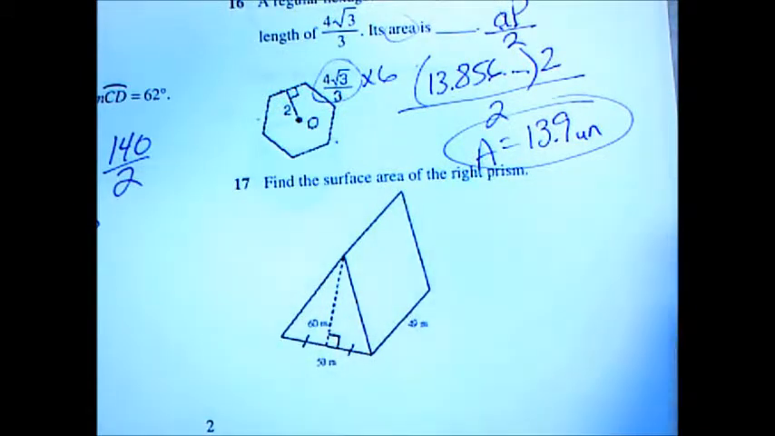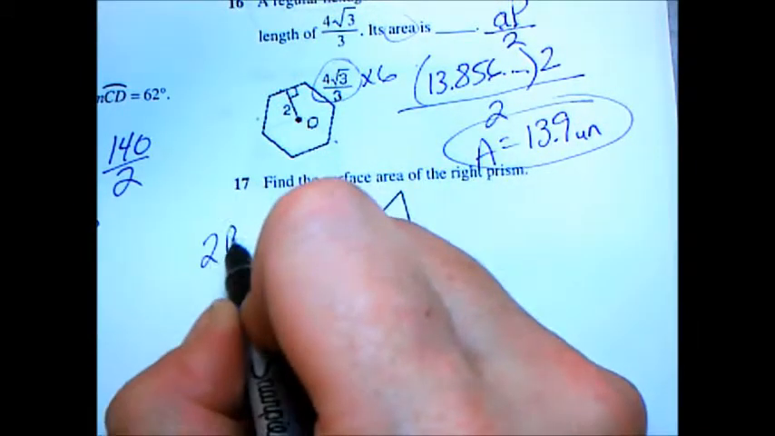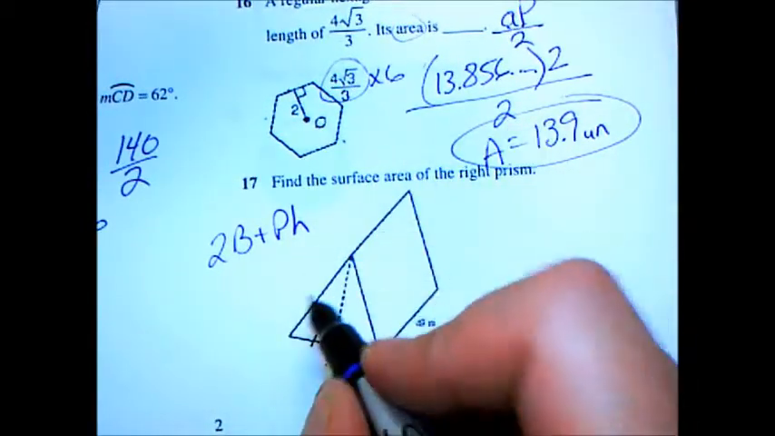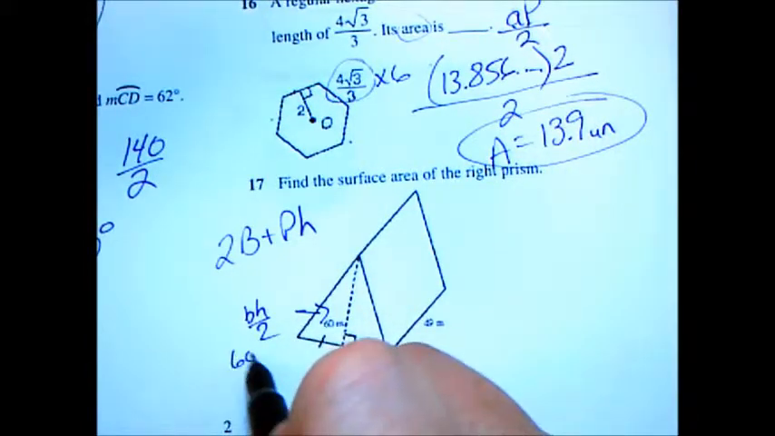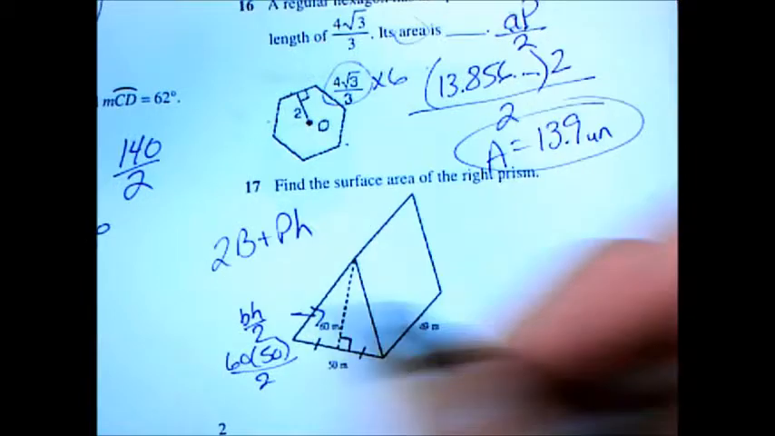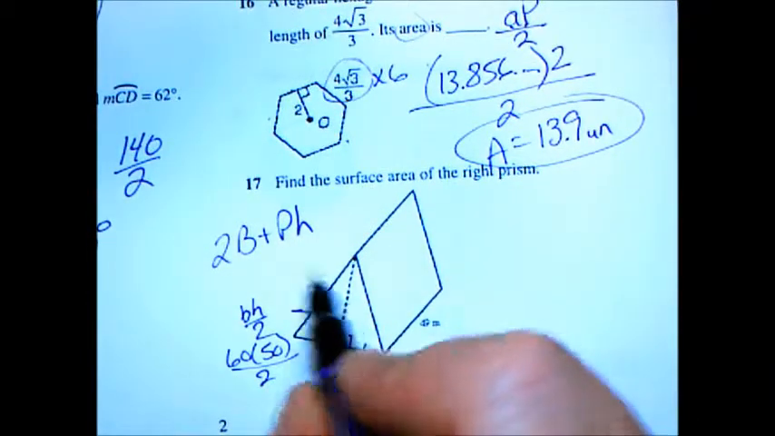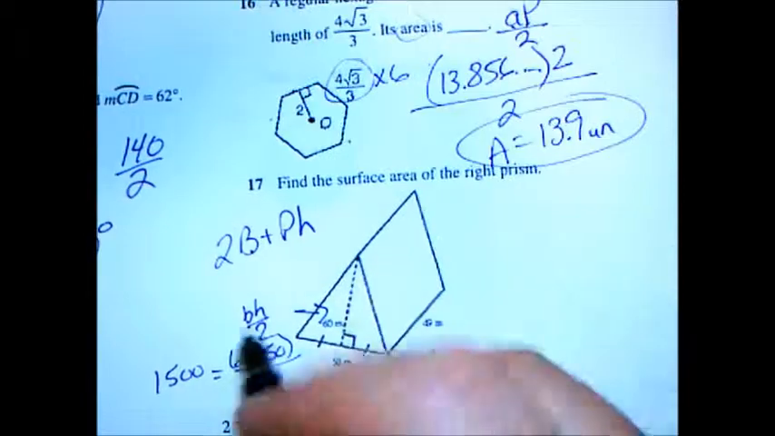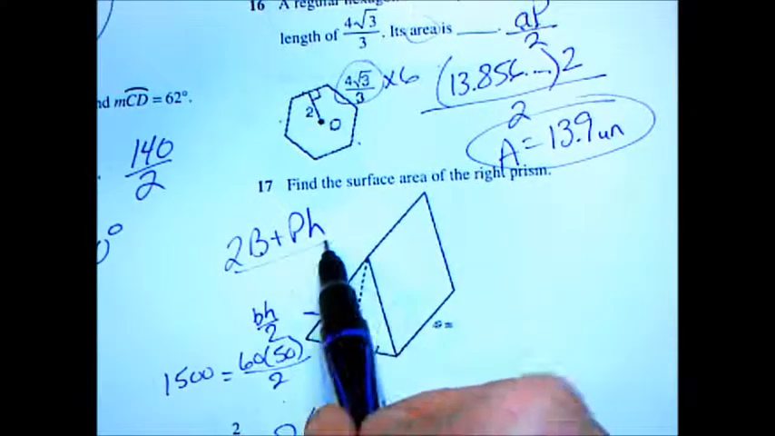Alright, 17. It says find the surface area. This is a prism, so that would be 2B plus Ph for my formula. B is the area of the base. This base will be bh divided by 2. So that means I'm going to take 60 times 50 and divide by 2. And so this area is 1500. Okay. I have the B now, so that's going to be 2 times 1500 for my formula there.